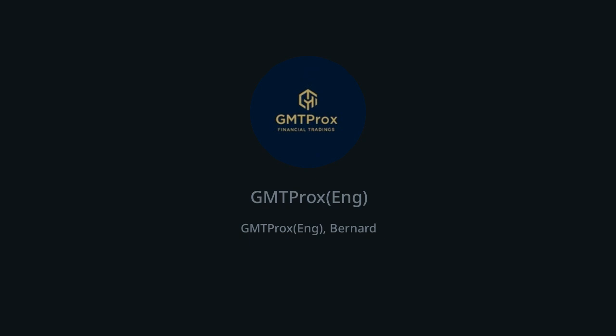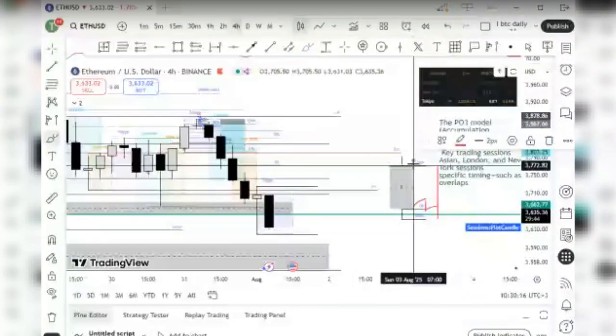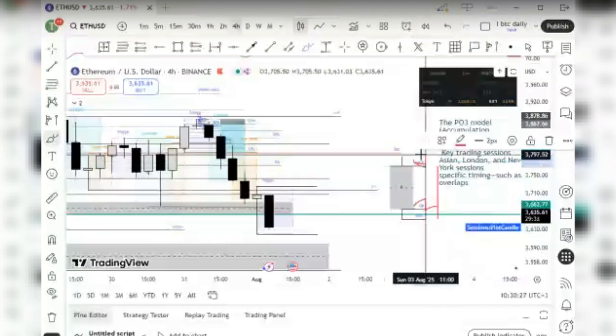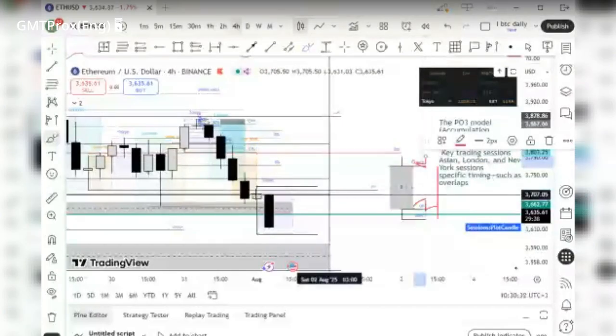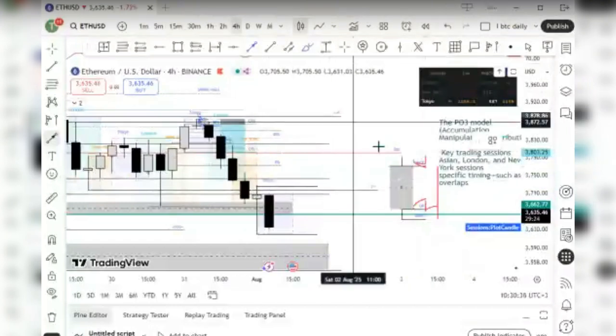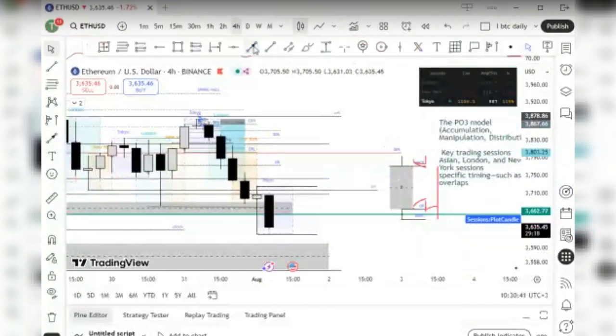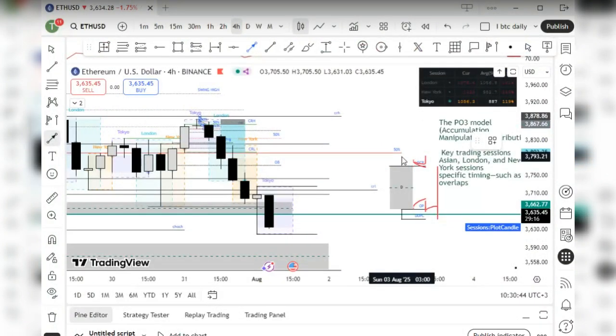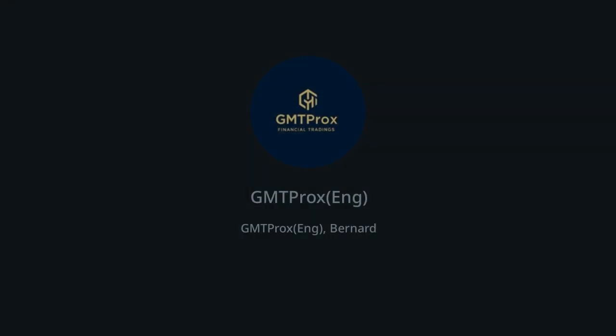But before that, during the open, price did this, then came here, and then created the closing, the daily closing high. So this is our daily closing high.